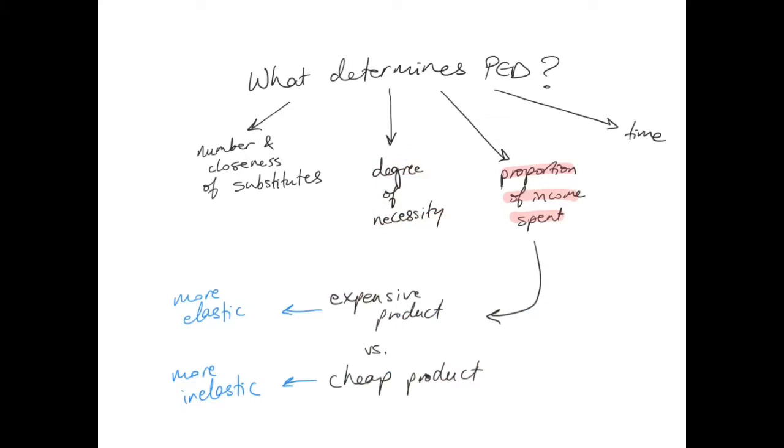The third determinant is the proportion of income spent. If the product is relatively expensive, again, that depends on the consumer. If the consumer's income is very low and the product is relatively expensive, it takes up a big proportion of their income. This consumer's demand is likely to be more elastic. If the product is relatively cheap and takes a very small proportion of the consumer's income, demand is likely to be more inelastic. Its demand is likely to be less responsive to changes in price if the product is cheap.